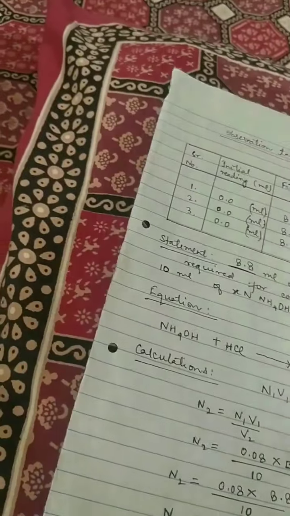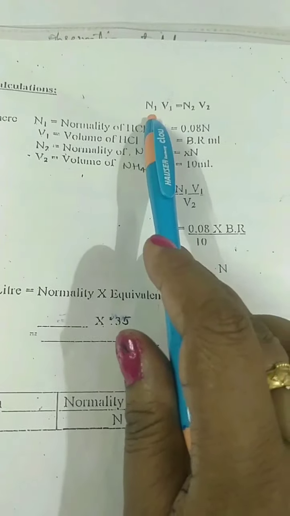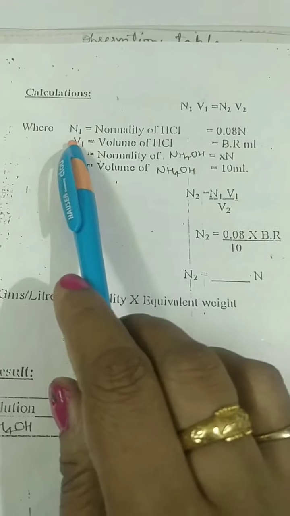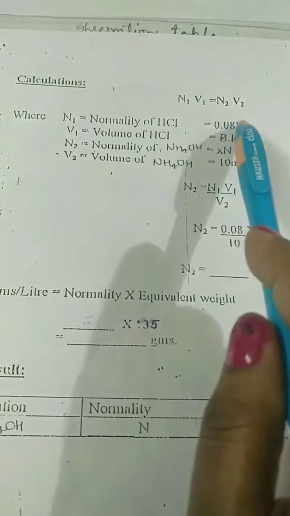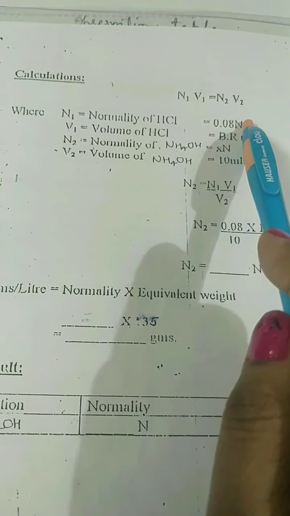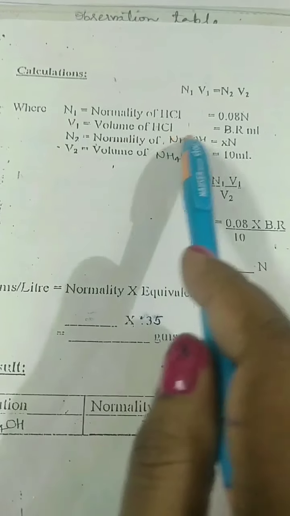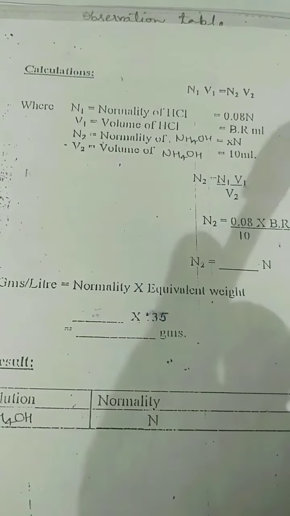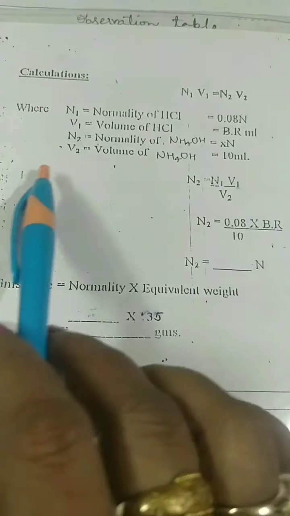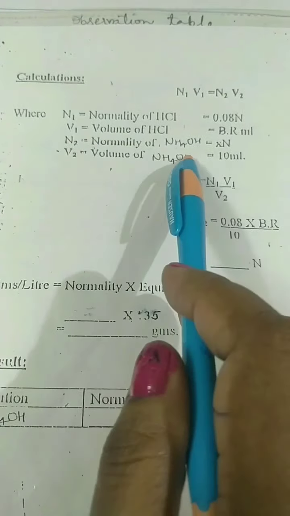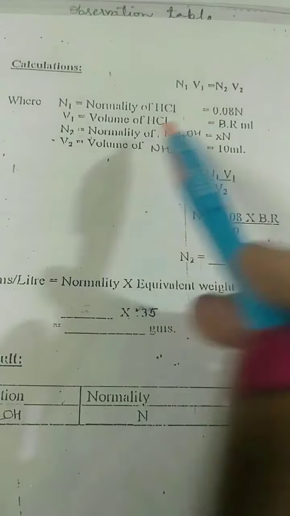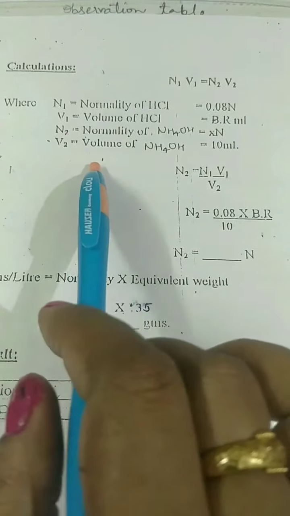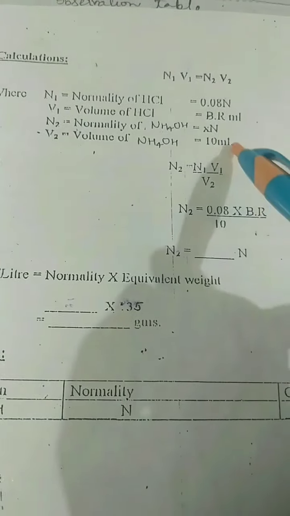Now we have to find the normality. For that we will use this formula, N1V1 equals N2V2, where N1 is normality of HCl, which is already given in the aim. So it is 0.08 normal. What is V1? V1 is volume of HCl, which is the burette reading. Br is burette reading. Here it is 8.8 in this experiment. N2 is normality of NH4OH, that is X normal, that we have to find after doing this calculation. V2 is volume of NH4OH, this is 10 ml.